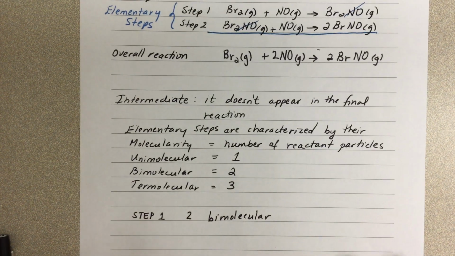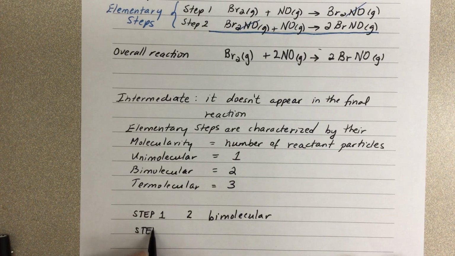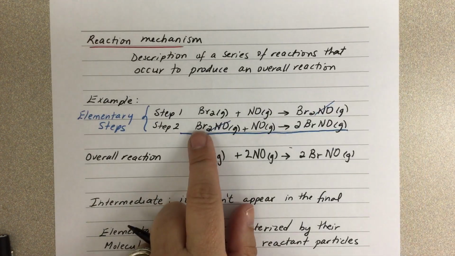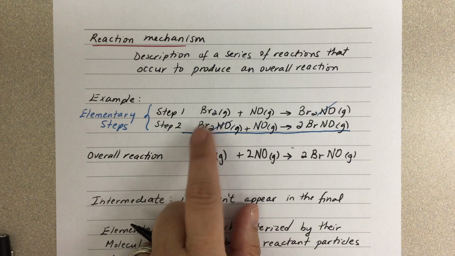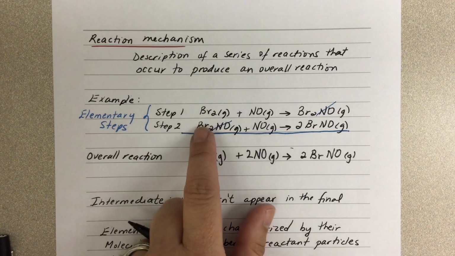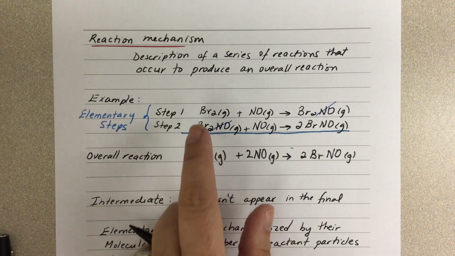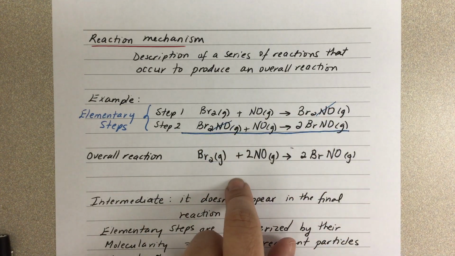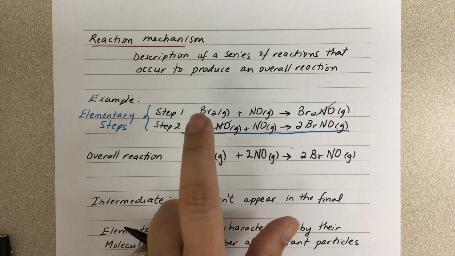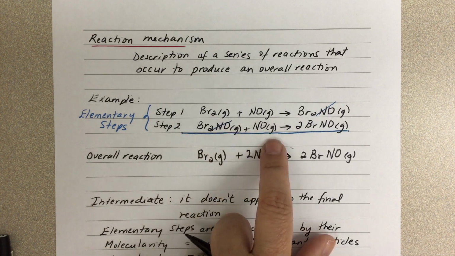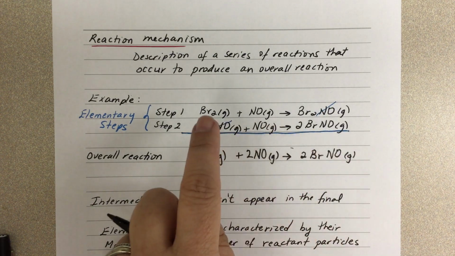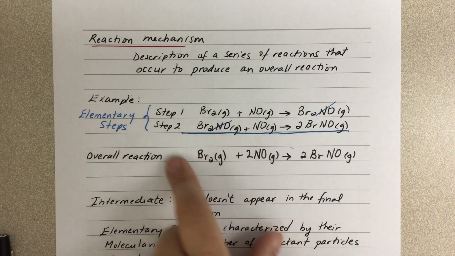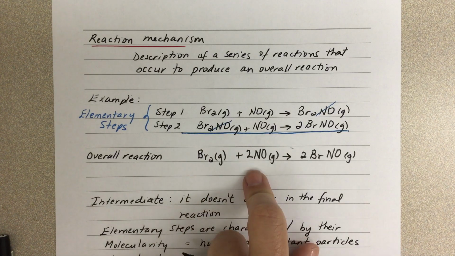So step 1 is going to be bimolecular, and we can do the same thing with step 2. So step 2, no, this is an intermediate, but it's part of your step 2. Even though you're canceling out your intermediate to get your overall reaction, that intermediate is part of that reaction 2, or that step 2.